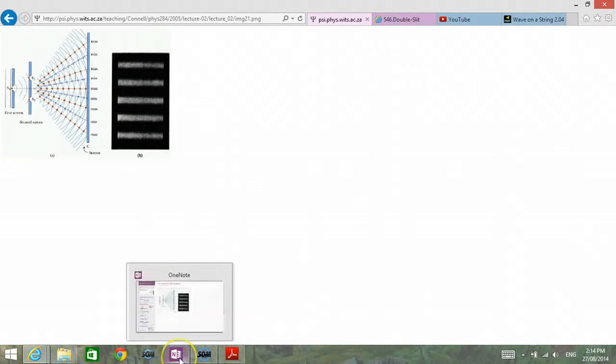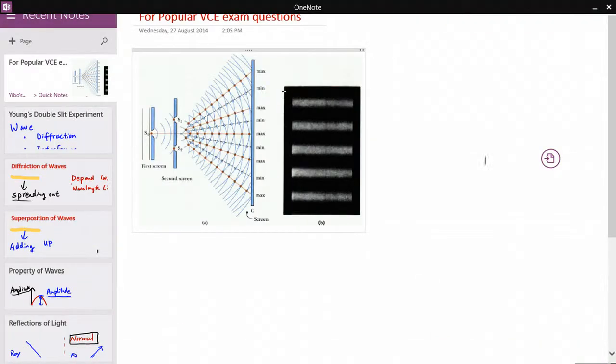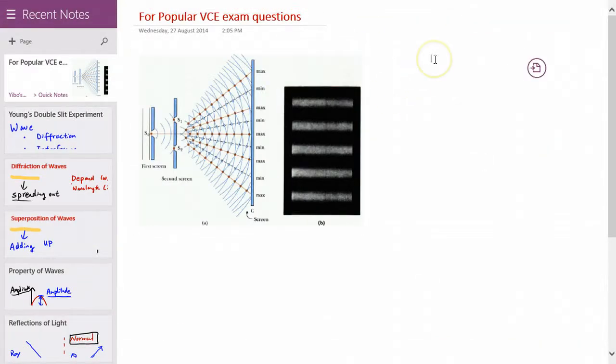Okay, now I'm going to show you how to do some of the typical exam questions. Just remember this: during a double slit experiment, we label the distance from the wall.